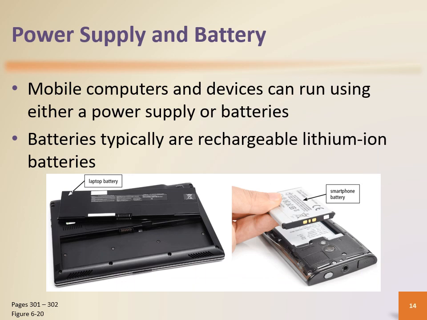Okay, so your mobile computers and devices can run using either a power supply or a battery. If you remove the battery, they can directly be used with the help of the power supply. Batteries are rechargeable lithium-ion batteries. But there are some mobile devices and computers, for example an ultra thin laptop, that may not have a removable battery. Ultra thin mobiles also do not have a removable battery nowadays. But if you have a big size laptop, it has a separate battery.